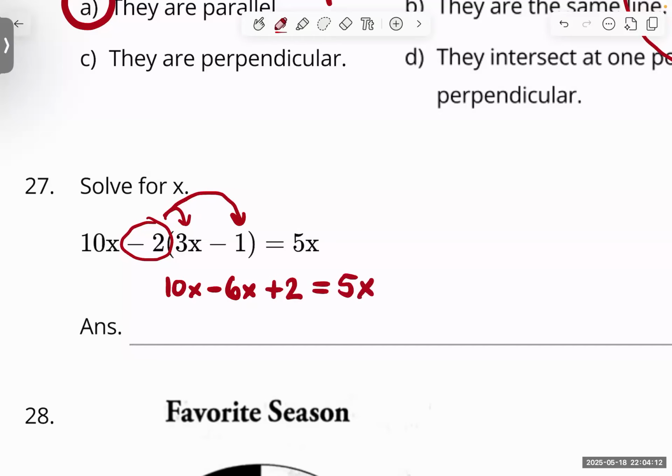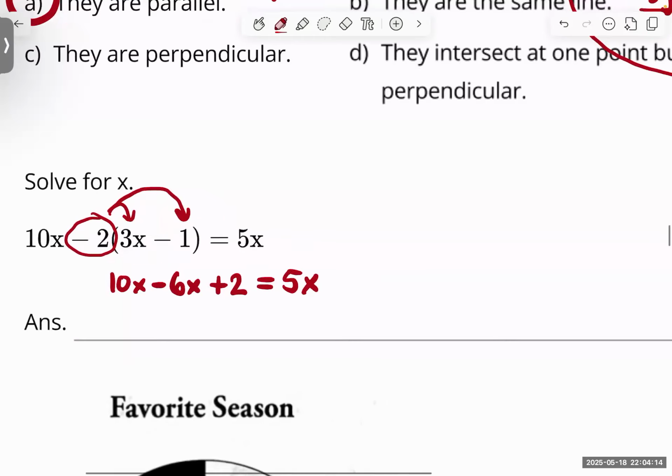We didn't do anything to the 10x or 5x. Now the last thing to do is just combine all the like terms. So the most obvious one that sticks out to me is this, 10x minus 6x. Well, 10 minus 6 is 4x, plus 2 equals 5x.